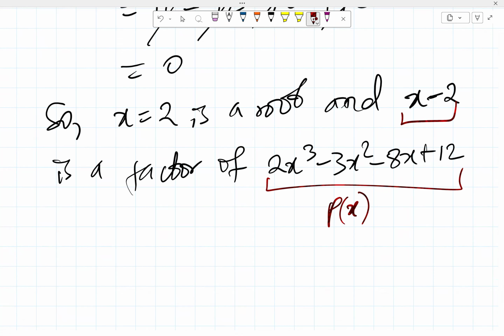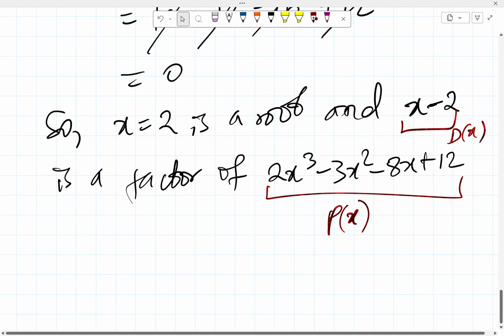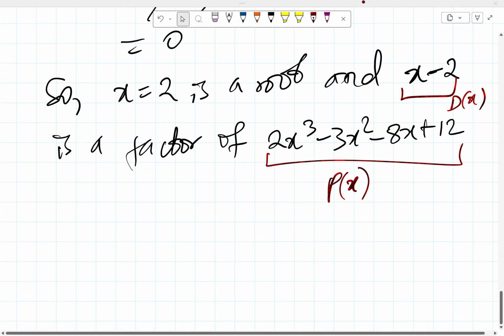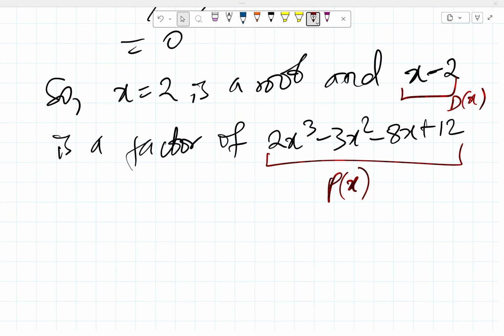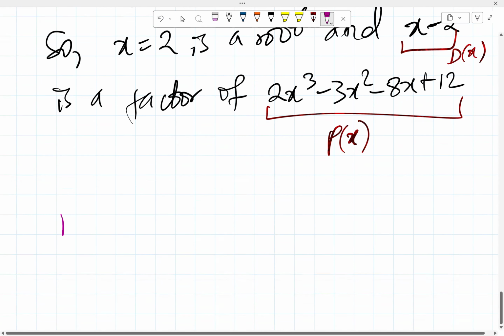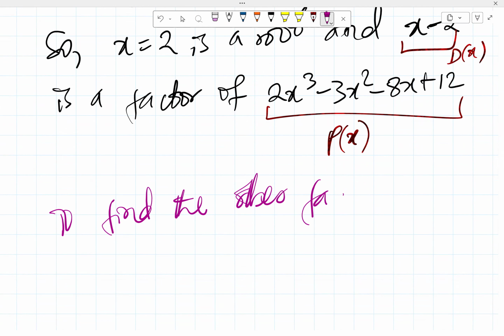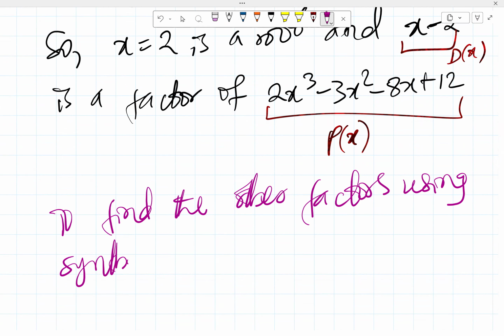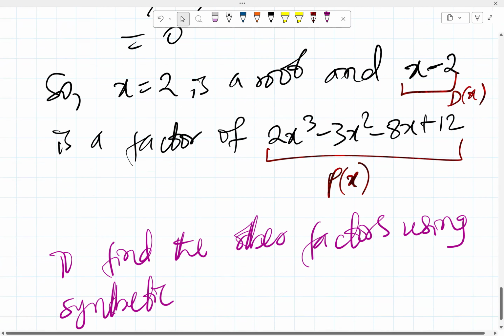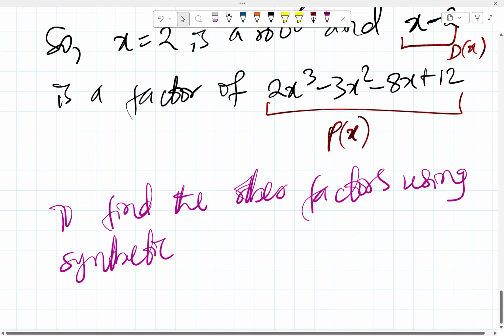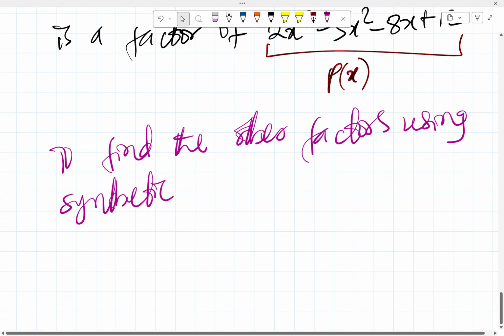And this is our divisor, d of x. Okay, so now we have found a factor. We are expecting 2 other factors if they exist. So what we are then going to do is to find the other factors using synthetic division. We can also use long division, but synthetic division is fine because the divisor, d of x, is a linear expression, x minus 2, okay?